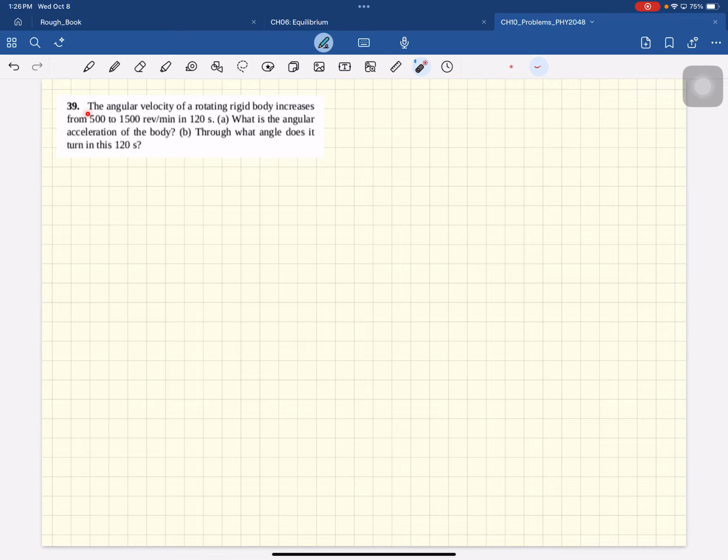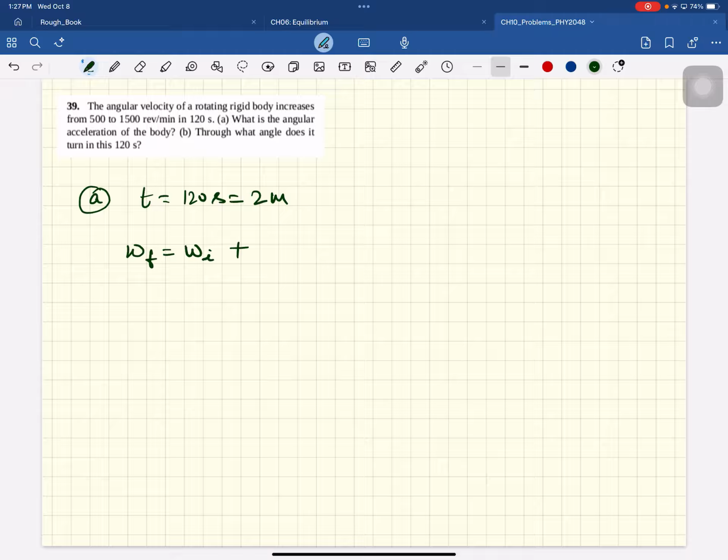Okay, so this problem says the angular velocity of a rotating rigid body increases from 500 to 1500 revolutions per minute in 120 seconds. Okay, so this is in minutes, that's in seconds. So either convert that to minutes or that to seconds. What is the angular acceleration of the body? So we'll convert 120 seconds to 2 minutes. Okay. So omega final equals omega initial plus alpha times t.